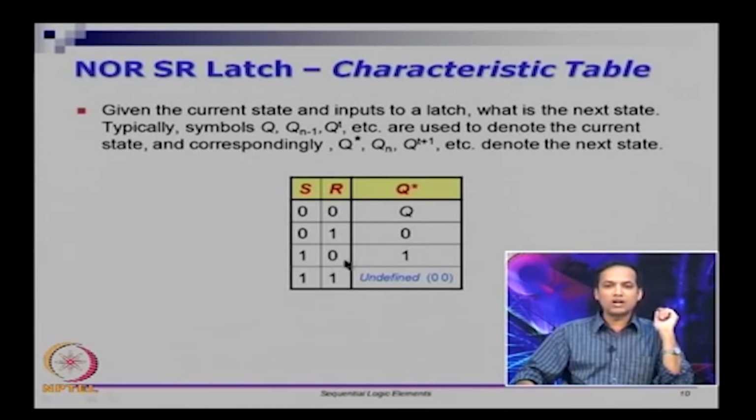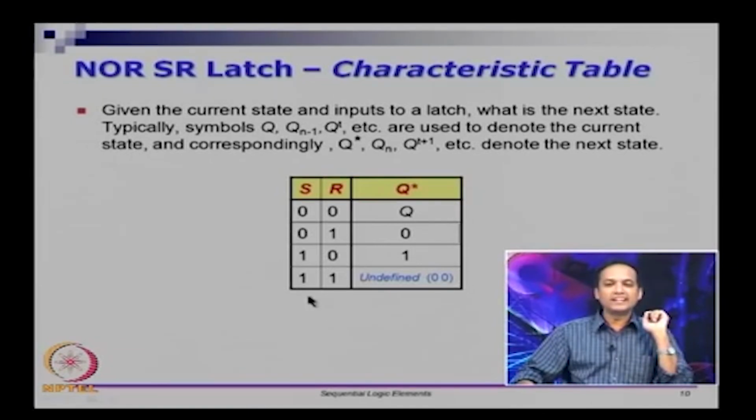Similarly, if S is 1 and R is 0, the output q will always be 1 no matter what the previous value is. So if the current value is 0, it will still go to 1. If the current value is 1, it will remain at 1. So that is the meaning of SR being 1 and 0.